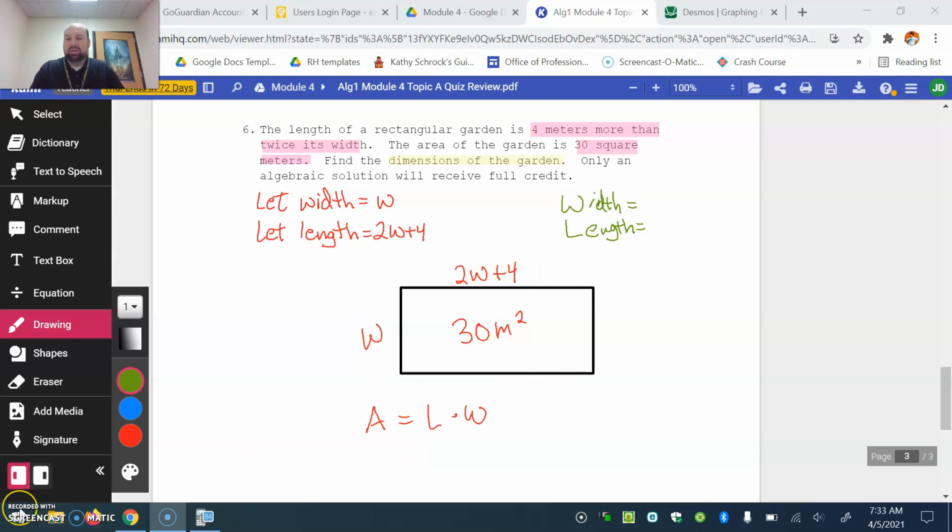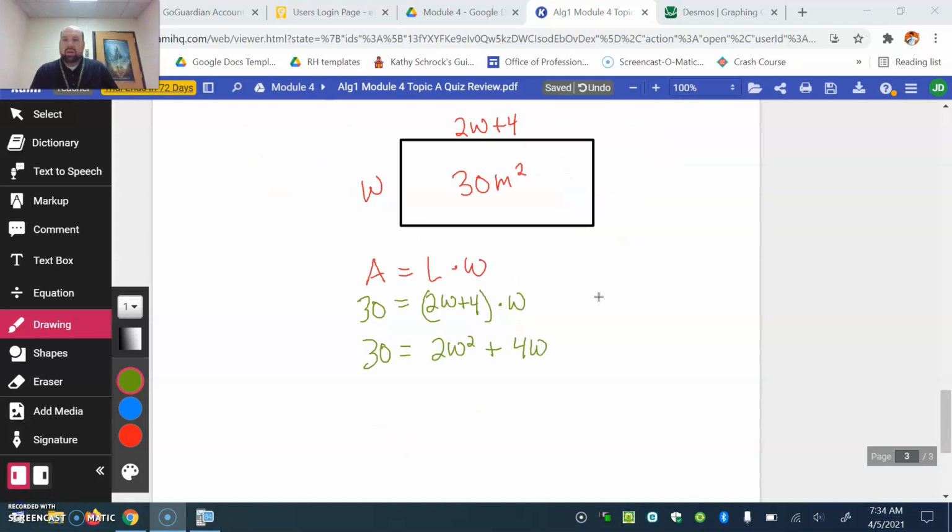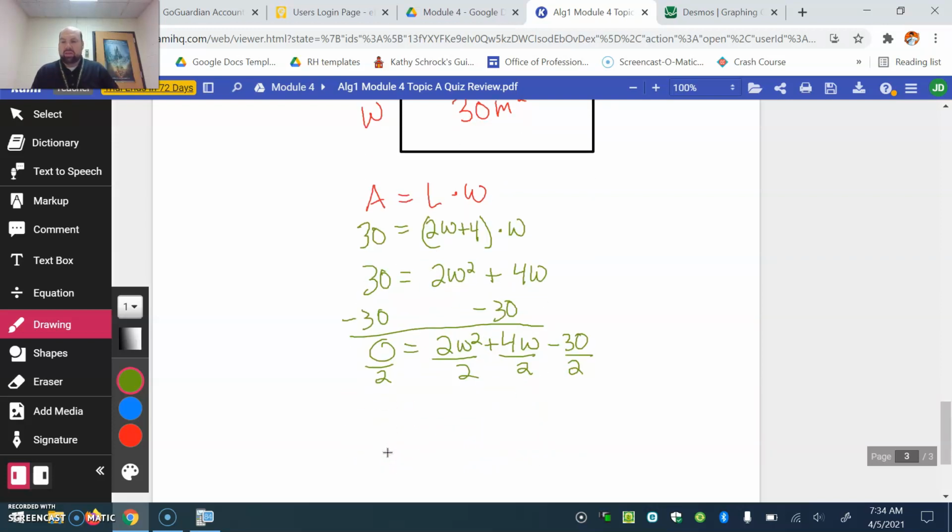All right, I'm going to pause the recording and then write out the next step. Okay, so I substituted into my formula. And then I did my first step where I distributed the W. Now I'm going to subtract 30 from both sides so that I can get it equal to 0. Remember, zero product property, okay? 30 is not a like term to any of these. Now, I can actually factor out a 2 here. You can divide the 0 by 2, but that's just 0.